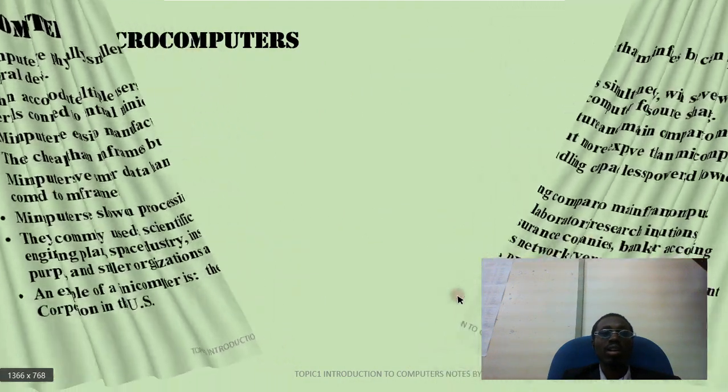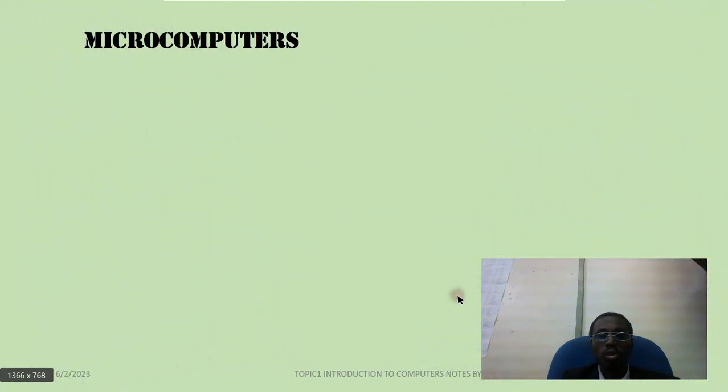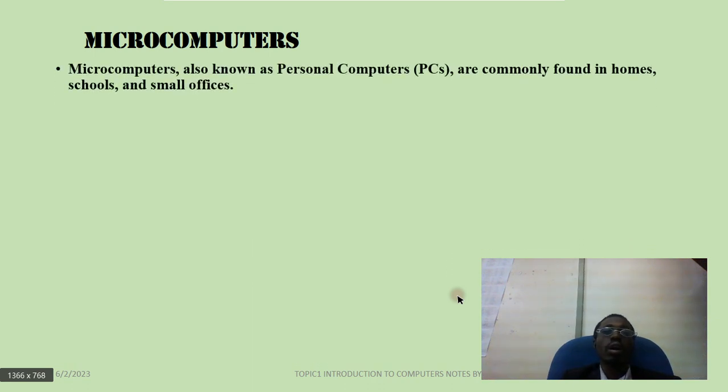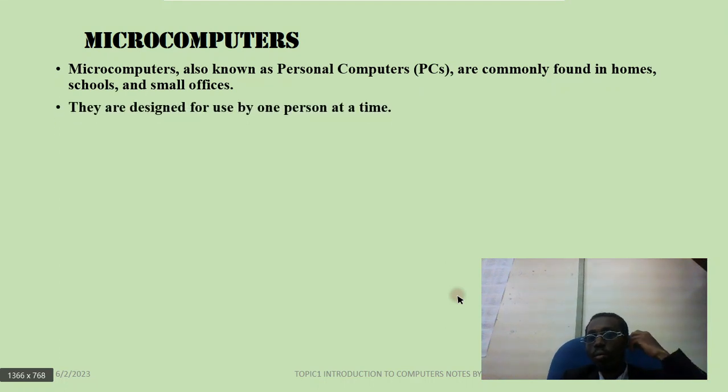Now, let's look at another group, that is microcomputers. They are known as personal computers or PCs. They are commonly found in homes, schools, and small offices. For example, the desktops, all those are microcomputers. They are designed for use by one person at a time, like even the laptop.